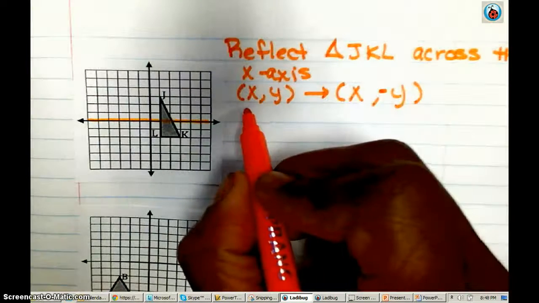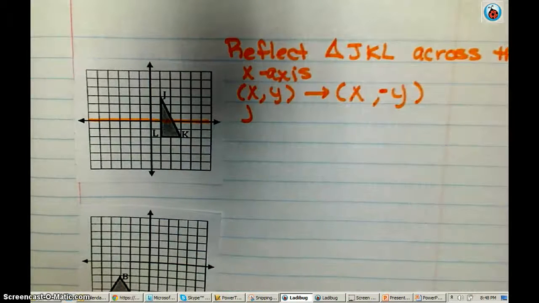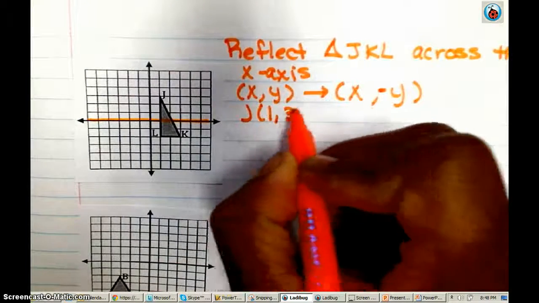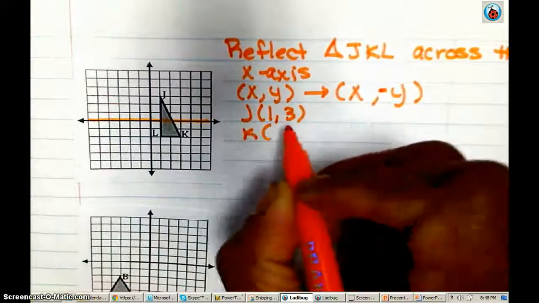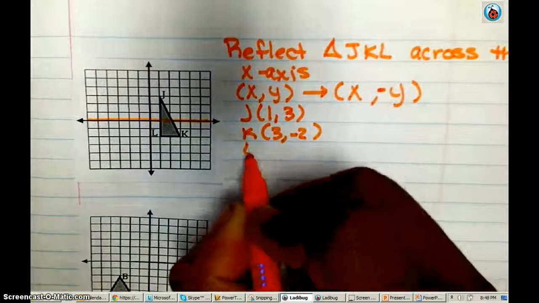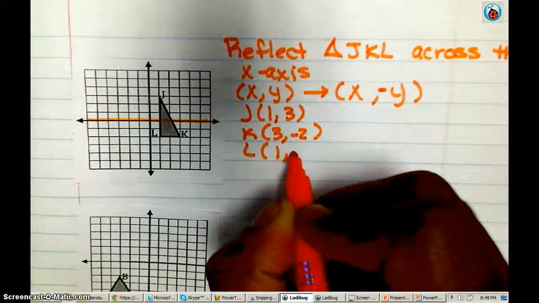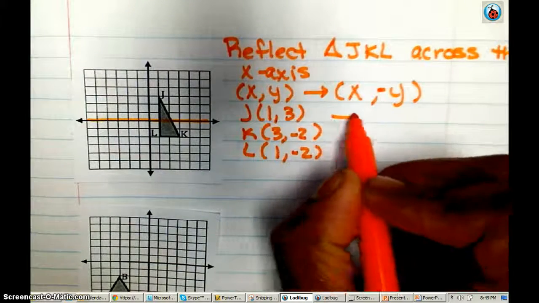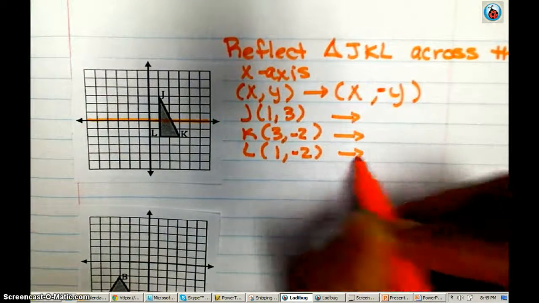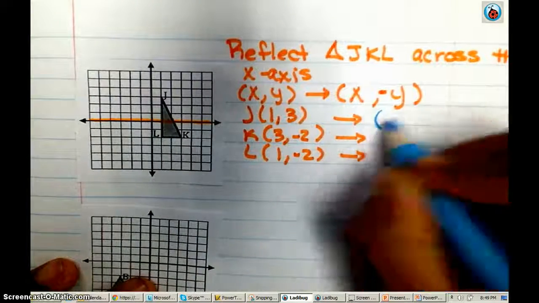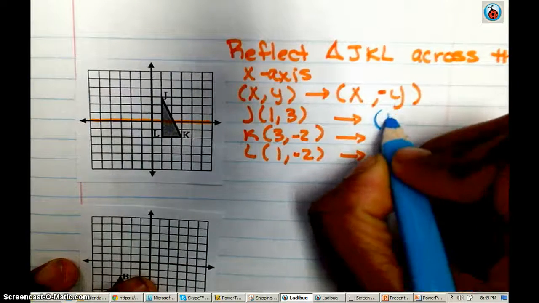All right, and so next I'm going to write down the ordered pair for J, which is going to be 1, 3. K is 3, negative 2. And then L is 1, negative 2. I'm going to apply the rule. X and Y are going to stay in the same place, but I'm going to take the opposite of Y.